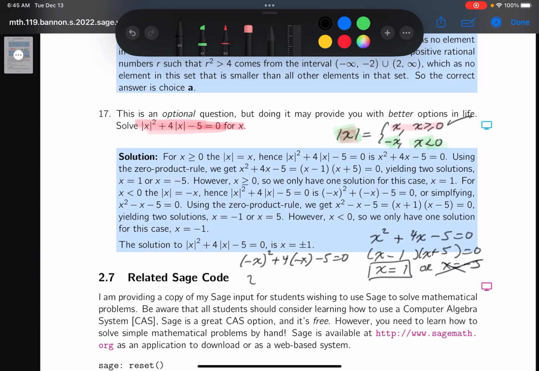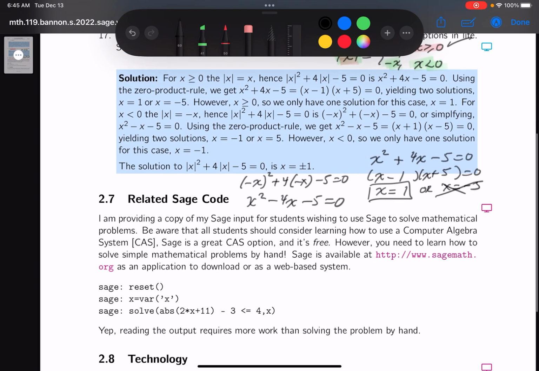What do you get here? x squared minus 4x minus 5 equals 0. You're going to factor that guy. What do you get? Let's take a look. You get x and x, 5 and 1, minus 5 plus 1. So what do you have here? x equals minus 1 or x equals 5.